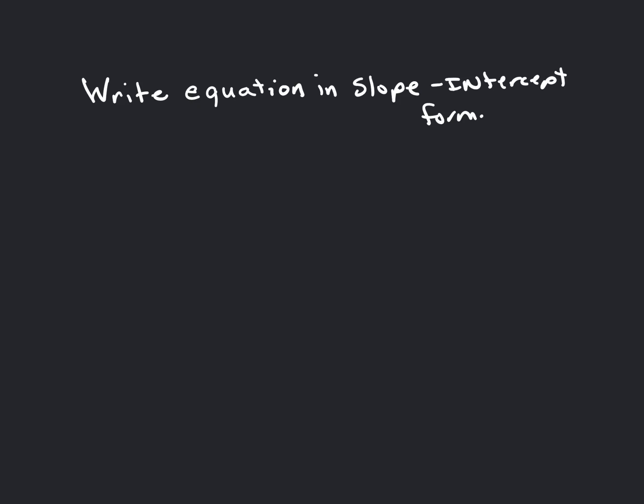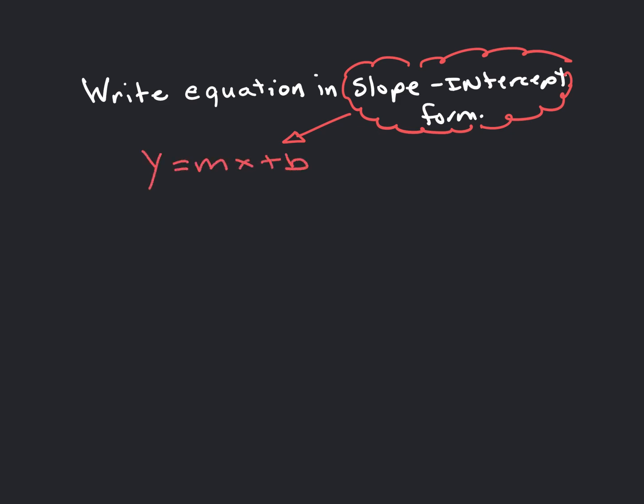Okay, today's lesson is to write an equation in slope-intercept form. Do you remember what slope-intercept form is? Slope-intercept form is y equals mx plus b. And remember, m is the slope of a line, and b is the y-intercept, where the line crosses the y-axis.